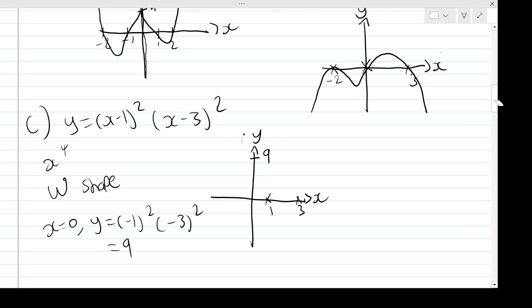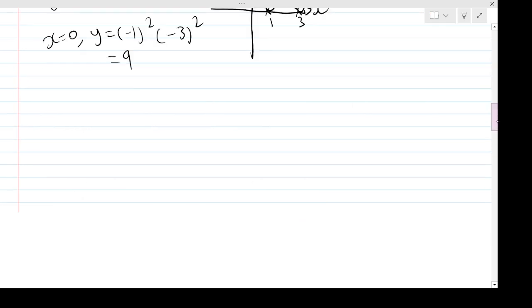So it's going to start up here maybe. Then it's going to touch it, come back down, touch at 3, and then shoot back up. Cool. So that'll be the graph there. Lovely.